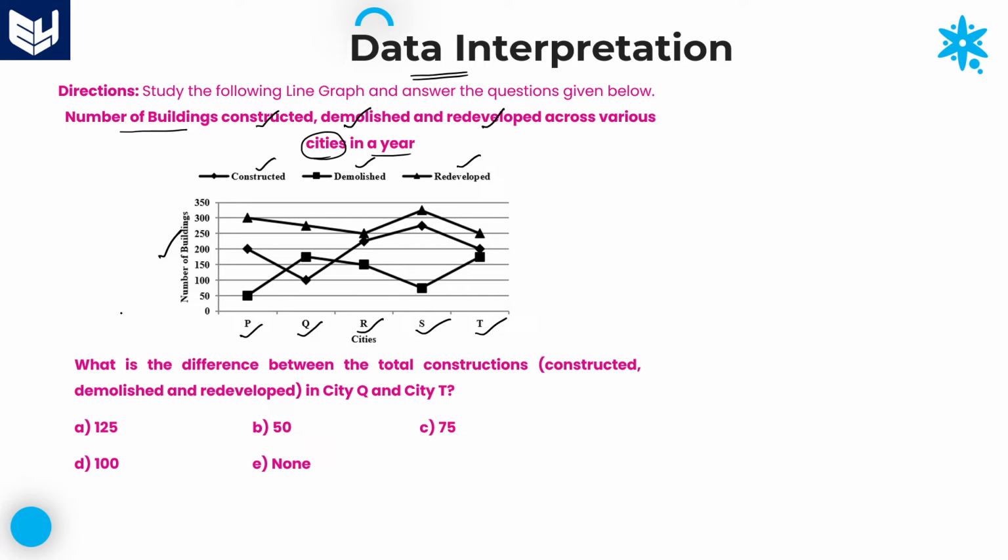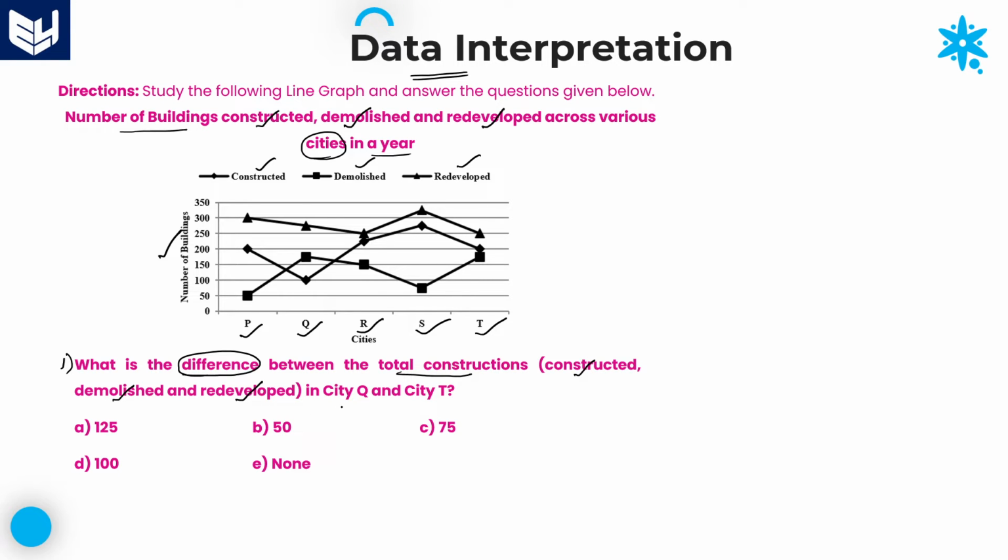Now we need to solve the questions according to this line graph. Look at the first question. What is the difference between total constructions? Total constructions include how many new buildings are constructed, how many buildings are demolished and how many buildings are redeveloped. That is called total constructions.